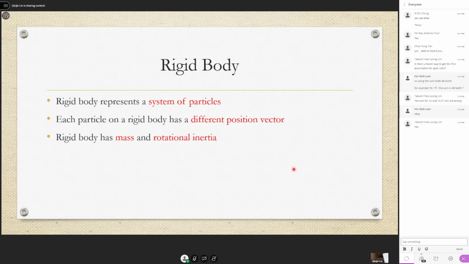Each particle on a rigid body has a different position vector because they are actually different particles at different space, right? So they will not have the same vectors. Not just position, velocity, acceleration, all those may also be different. Rigid body has mass and rotational inertia. So only rigid body can have rotational inertia because only rigid body can rotate. Okay, single point cannot rotate.